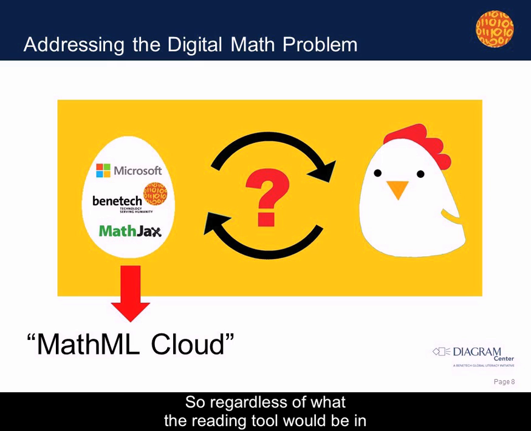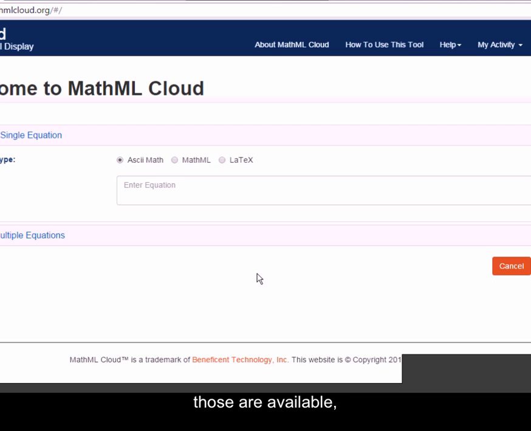So regardless of what state a reading tool or any authoring tool would be in, we would be able to maximize the accessibility and the availability of math. I'm going to show you now what that looks like. In slides 9 and 10, for those of you who would like to see later on what this looks like, there are screenshots available, but I'm actually going to switch over to a live demo and show you how this works.